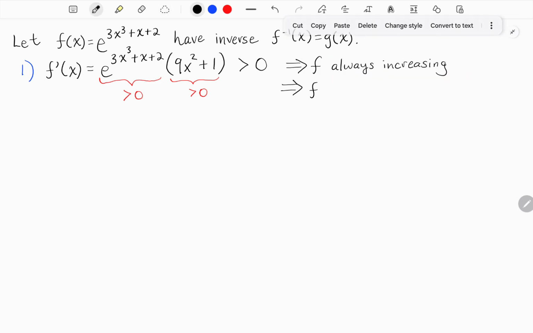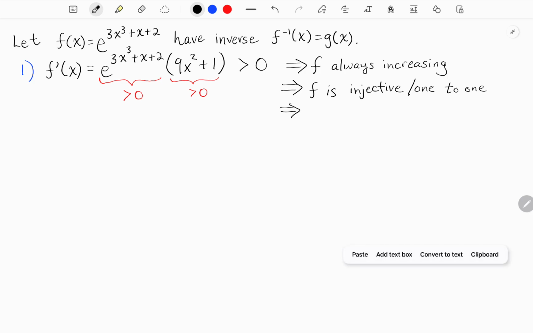Okay, so f is injective, or people will say 1-to-1, which implies that f will pass the horizontal line test.